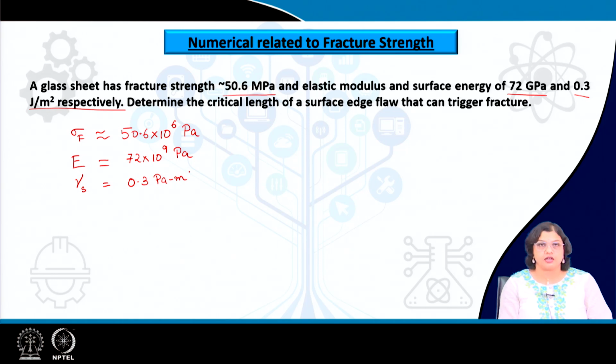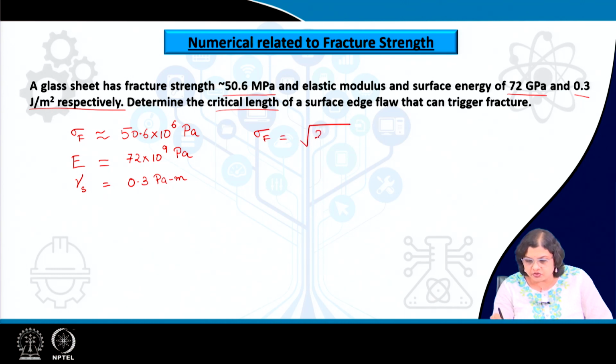We have seen in the last problem that we have solved that joule per meter square can be converted to Pascal meter. Now, what we need to determine from here is the critical length of a surface or edge flaw that can trigger fracture. So, at the point of fracture, it has to maintain this Griffith criterion, which is sigma f equals root over 2E gamma s by pi a.